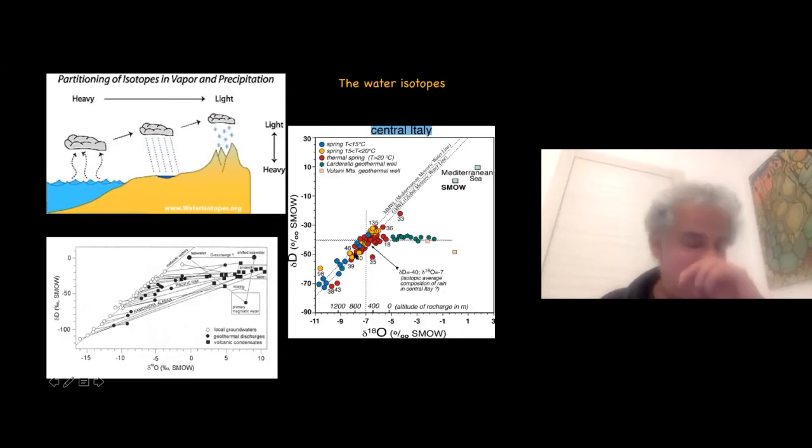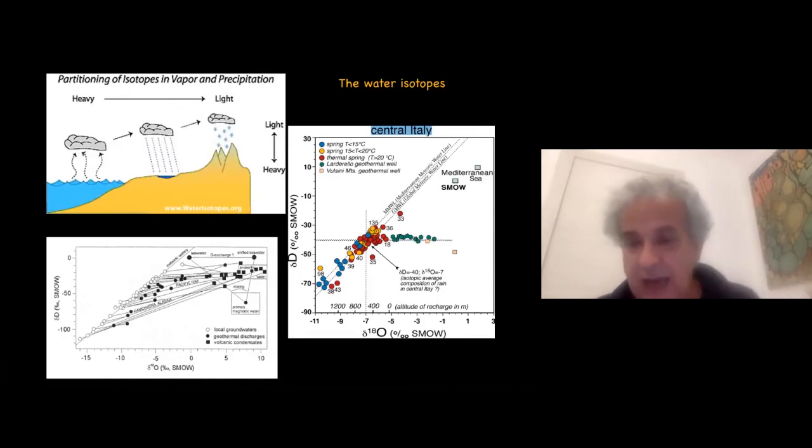Here you have several thermal waters from central Italy, and you can see that they are related to the global meteoric water line or the Mediterranean meteoric water line. This means that all these waters, thermal waters, here you may see the temperature, are related to rainwater. So the source of this thermal water is the rainwater.